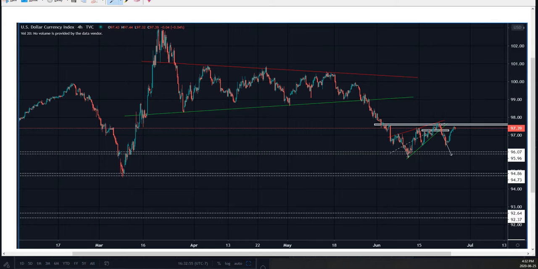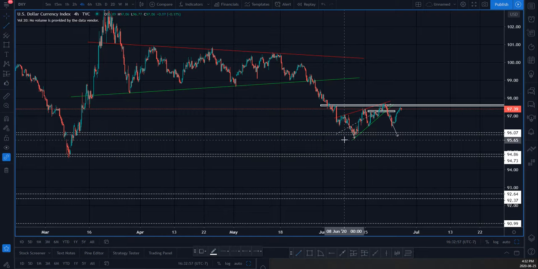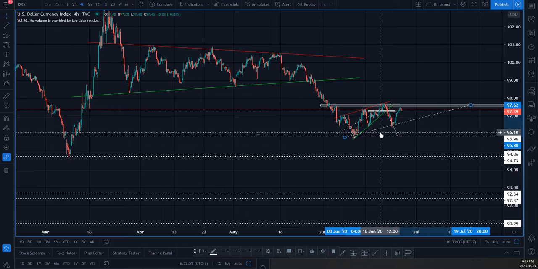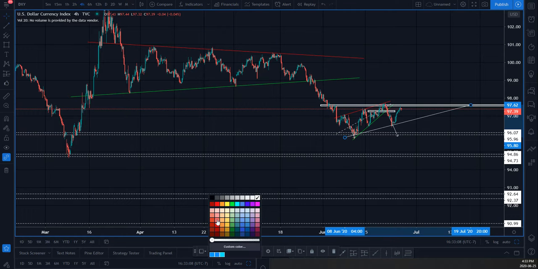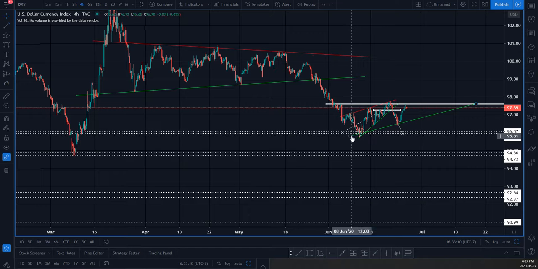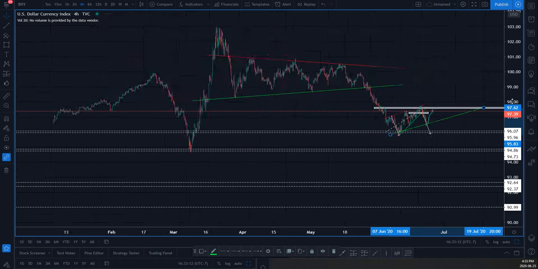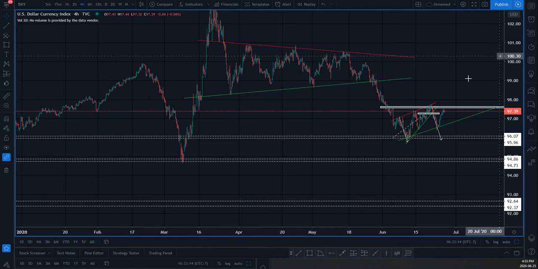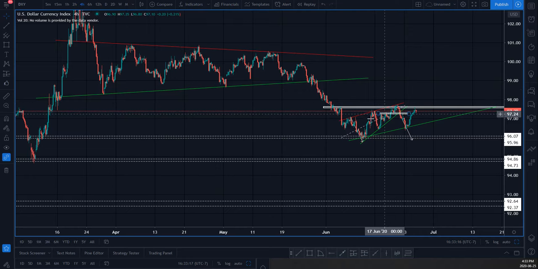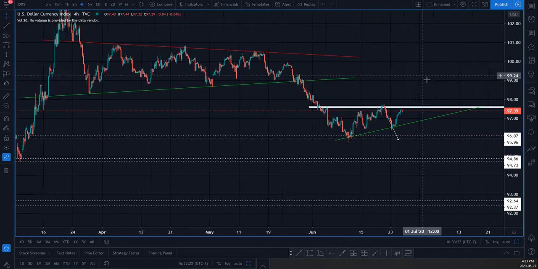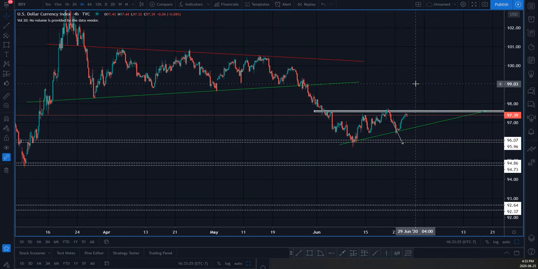But basically, that is the overall structure that I currently see, is the fact that we failed to make a low the same as the previous, and we made a higher low and rejected, and now coming back to the resistance, for me, signifies that there is definitely some buy pressure coming into the market for US dollars. So right now, we're going to take this off because this ascending wedge failed to make the low. So now I'm viewing this as a potential ascending triangle pattern.